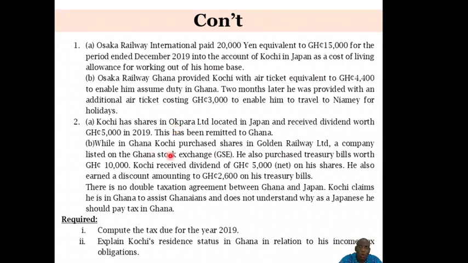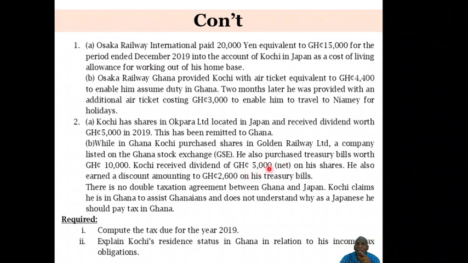While in Ghana, Kochi purchased shares in Golden Railway, a company listed on the Ghana Stock Exchange. But we're not told the dividend. He also purchased treasury bills worth 10,000. Kochi received a dividend of 5,000 net on his shares. Remember, dividend is subject to a final withholding tax. So if the tax has already been withheld, Kochi has satisfied his tax obligation regarding that dividend. Therefore, that dividend cannot be added to his income and tax under investment income. No, because dividend is subject to a final withholding tax. And when they say exclude from the calculation final withholding payments.